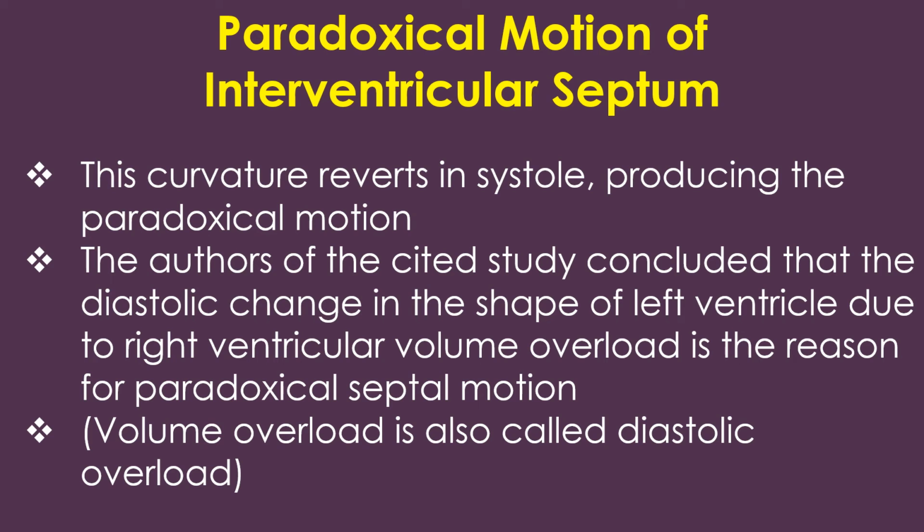The authors of the cited study concluded that the diastolic change in the shape of the left ventricle due to right ventricular volume overload is the reason for paradoxical septal motion. Volume overload is also called diastolic overload.